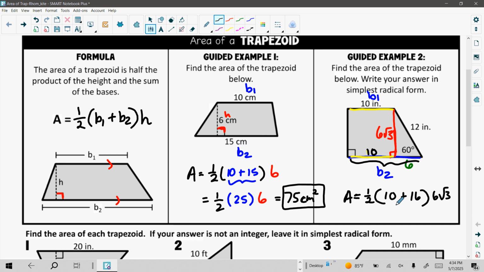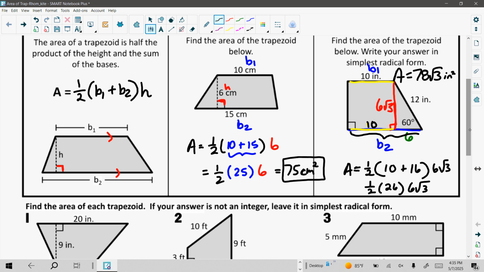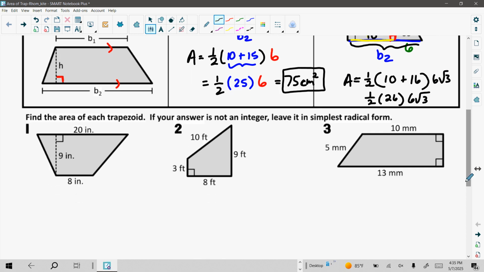So we can simplify this as 1/2 of 26 times 6√3. I could take the 1/2 of 26 and then times it by 6, or the 1/2 of 6, doesn't matter. But the final answer, and I'm going to put it over here to the side, is 78√3. And that is inches squared. Okay. So what I want you to do is apply the formula to these trapezoids here. And it does say to leave in simplest radical form when that happens.